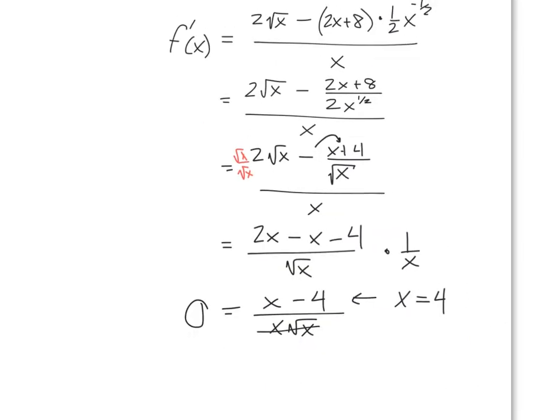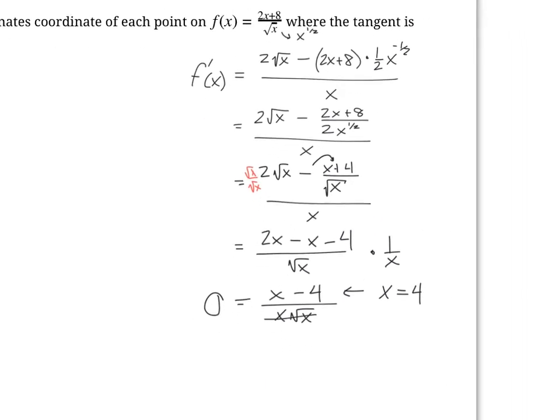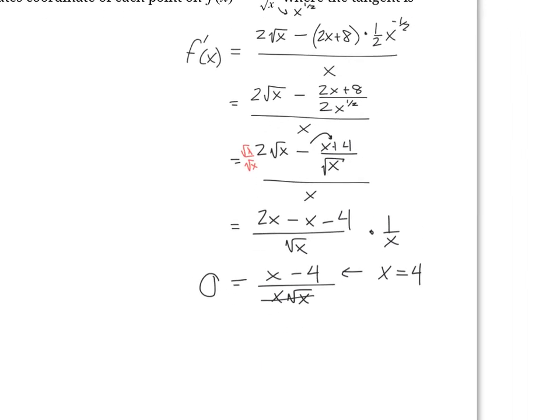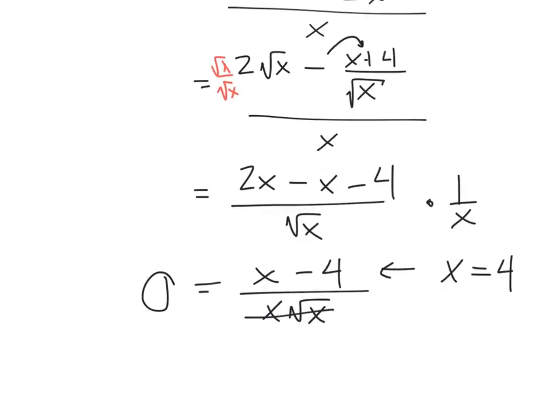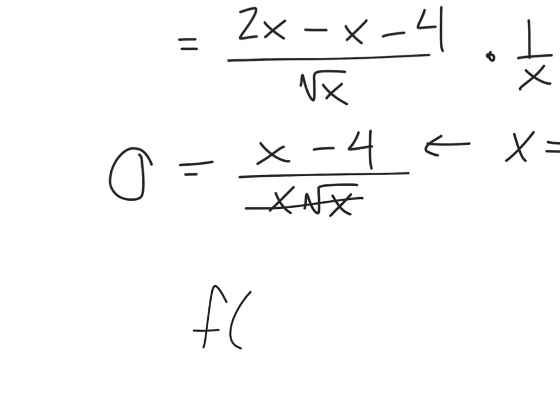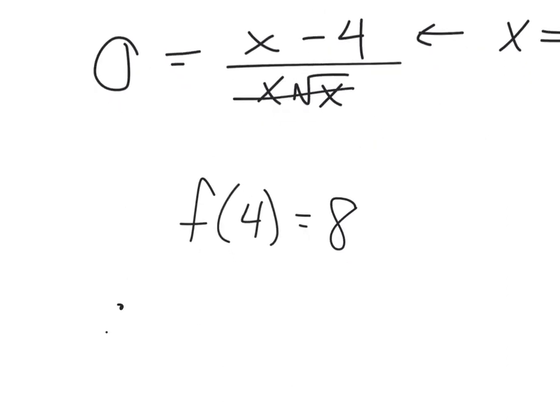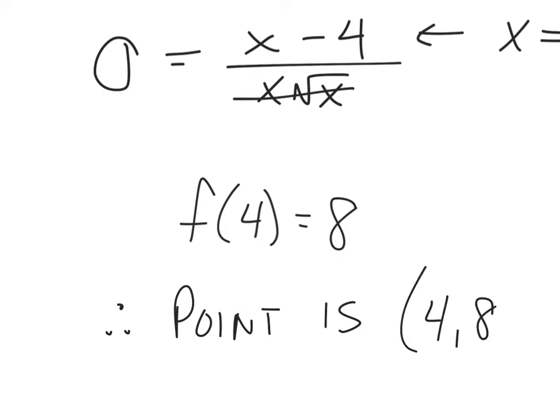And I think the question asks us for the coordinate of the point. So if we plug in that 4, x equals 4, into f of x, we end up getting that f at 4 is just equal to 8. So therefore our point is (4, 8). And that's the final answer.